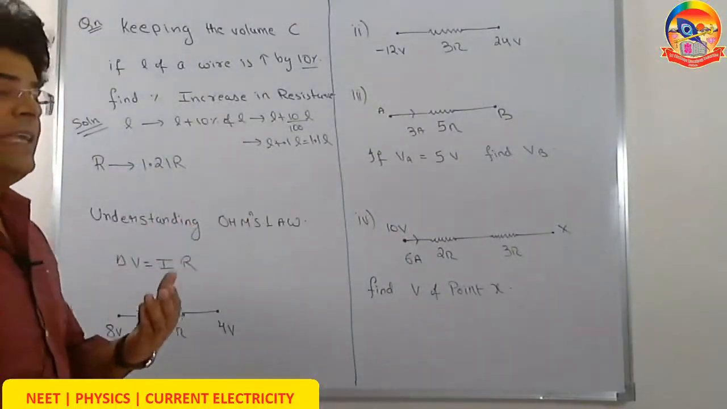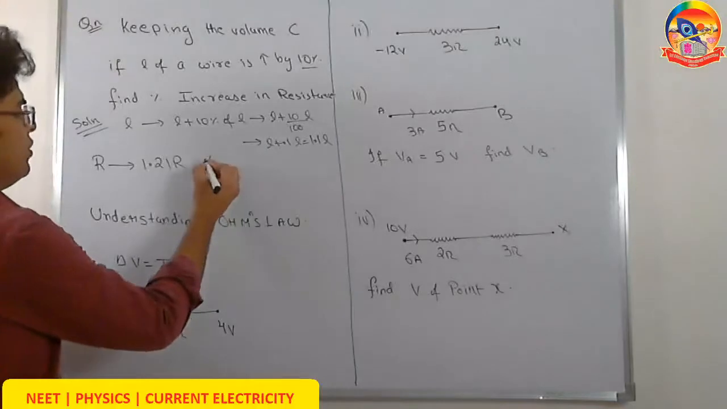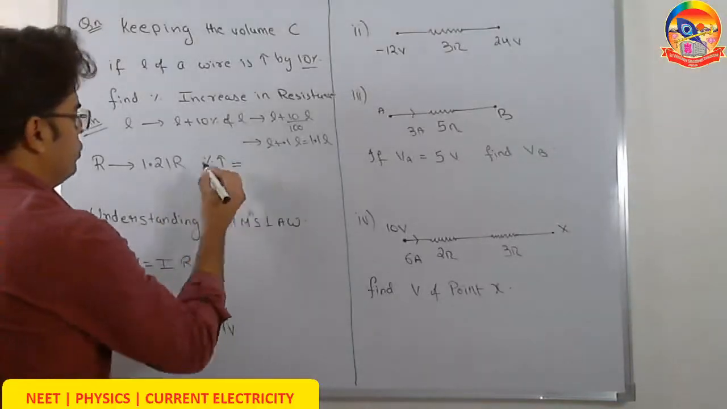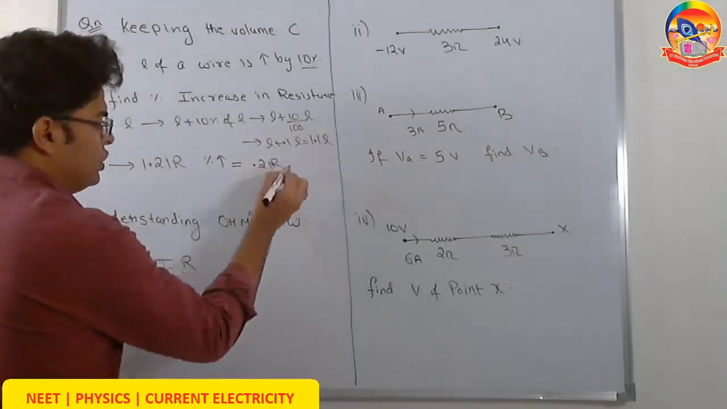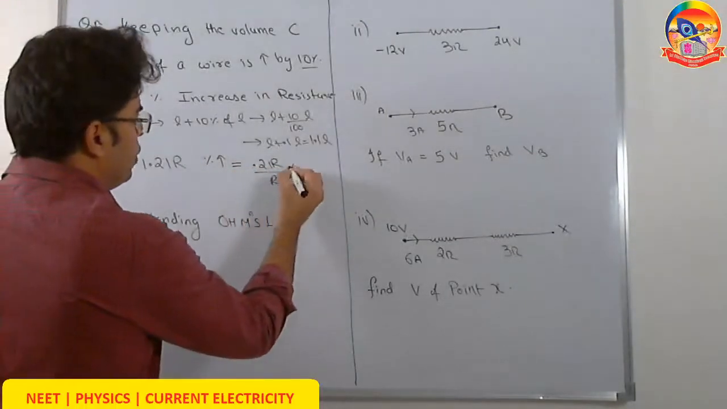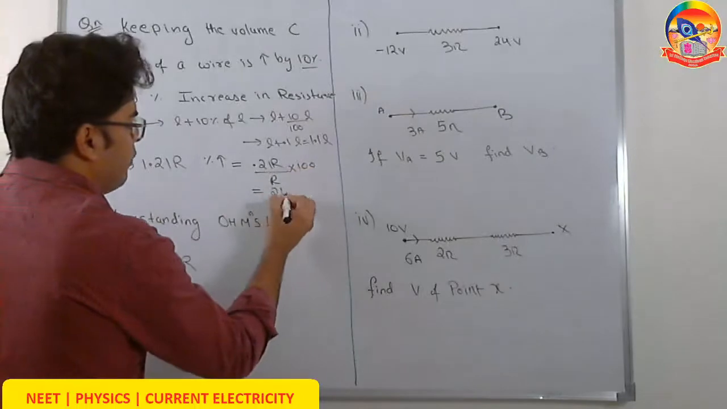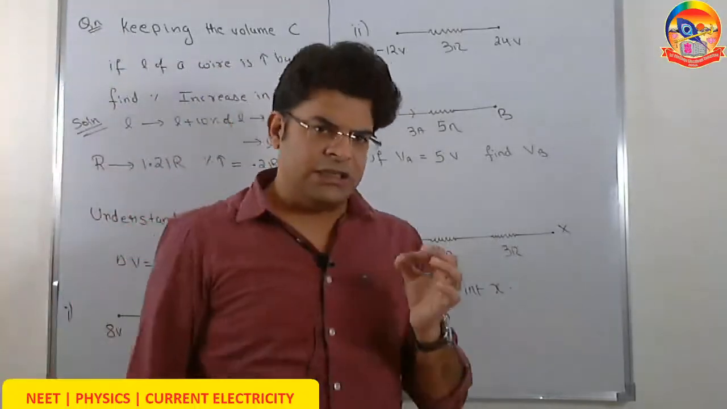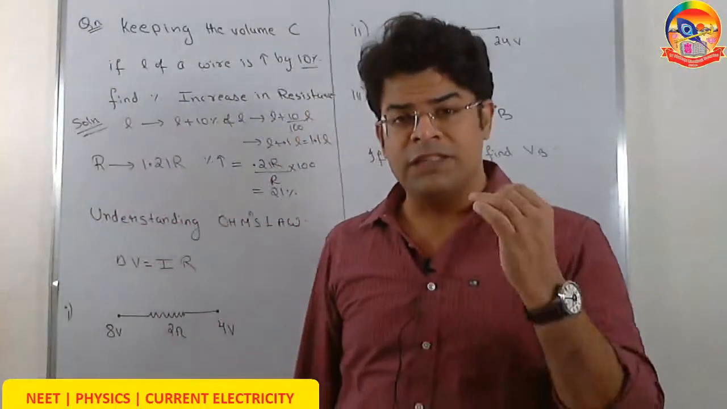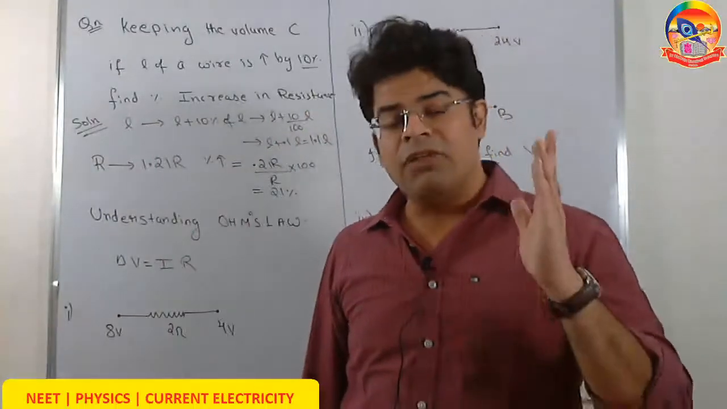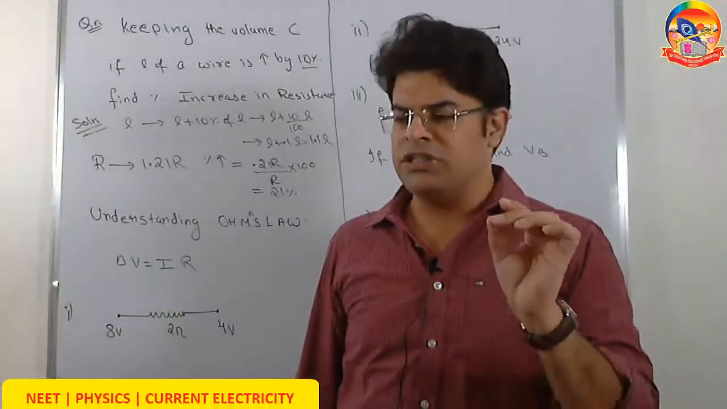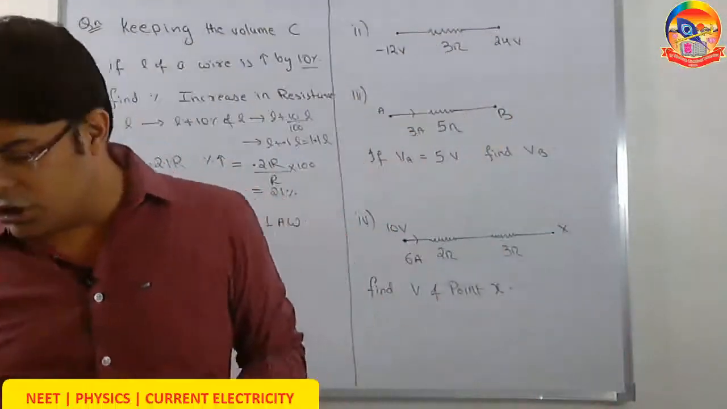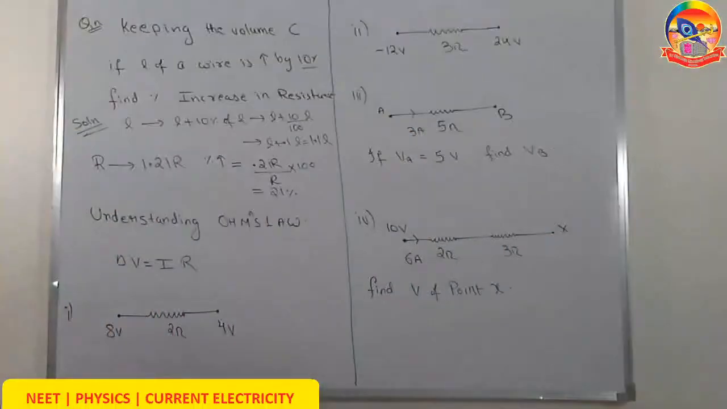So what is the percentage increase in resistance? You will say the percentage increase equals the final resistance minus initial resistance, 0.21 R, the change, upon original, into 100. So that becomes 21%. So for a small change, if the length increases by 1%, you can say that the resistance increases by 2%. But if the length increases by 10%, 20%, if the change is big, then you can't use that small change approximation. So now, moving on to the next thing, which is understanding Ohm's law.